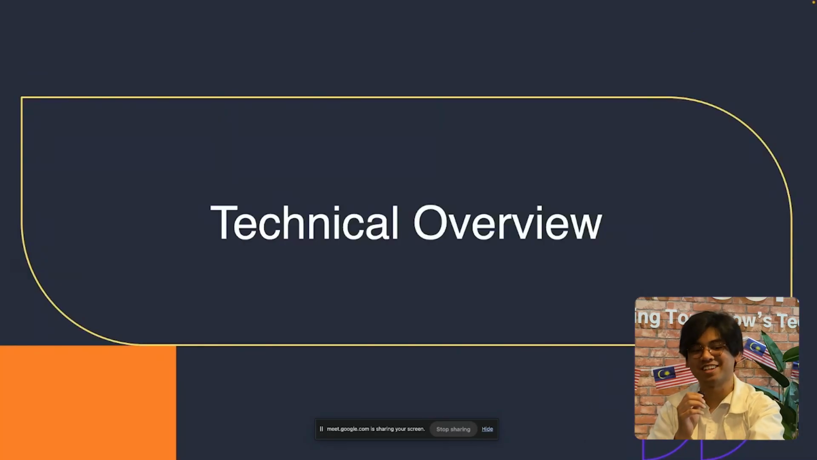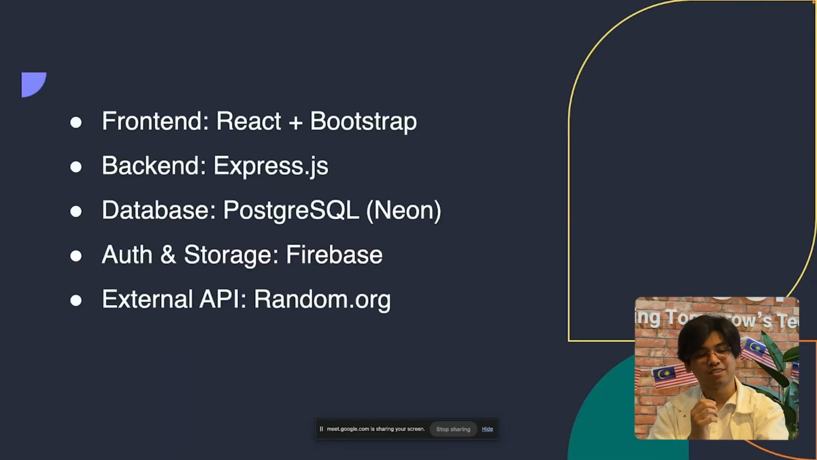So, time for my technical overview. Moving on, these are the things that I used for my project. Front end, I used React and Bootstrap. Back end, Express.js. Database, Neon console. Then for authentication and storage, I used Firebase. And my external API is random.org.